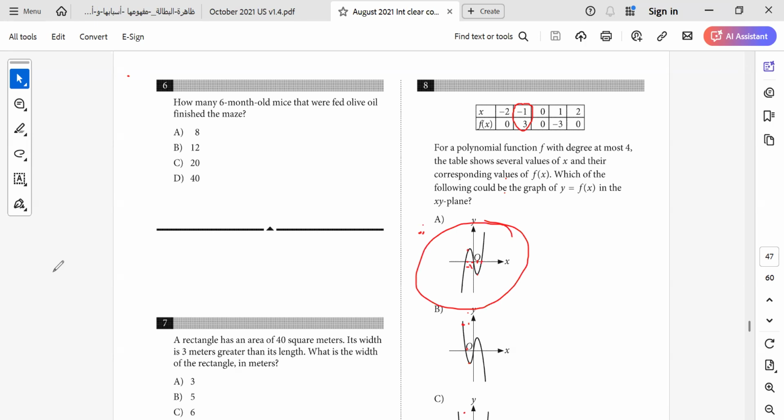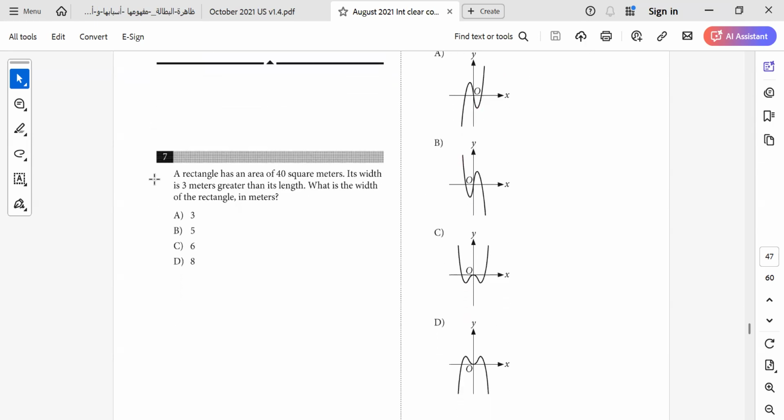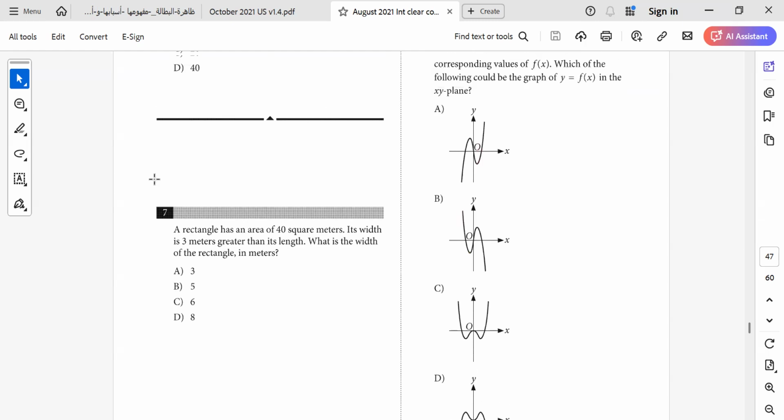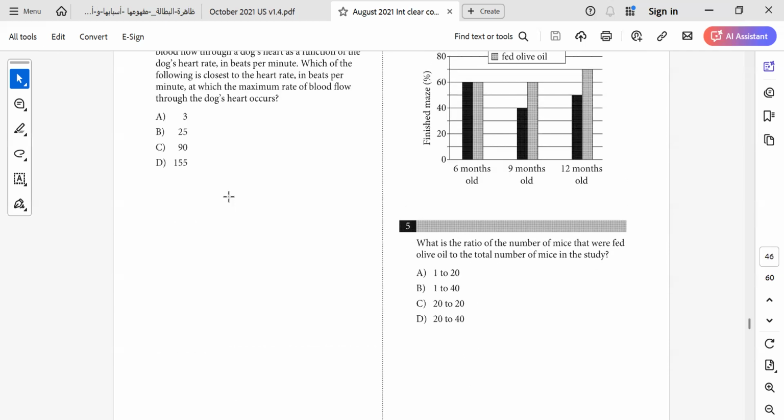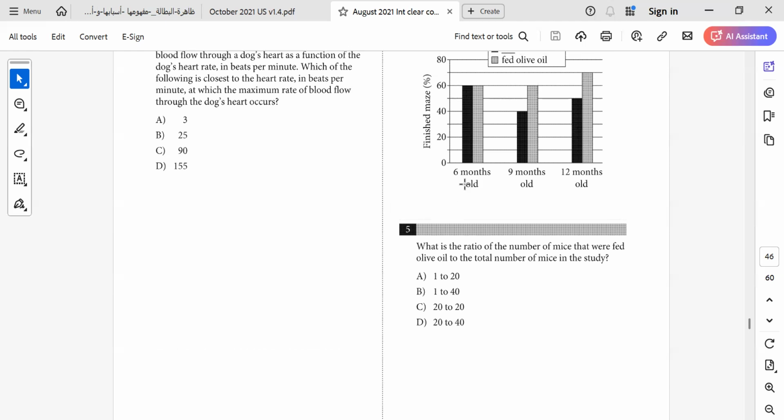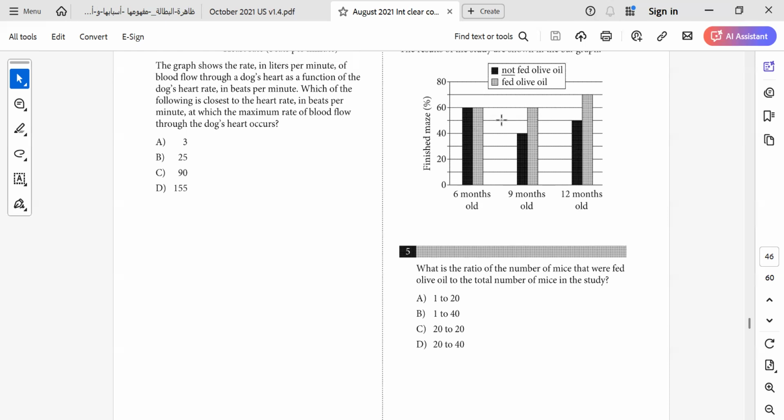The first 10 questions. Mister, can you solve 6 and 7, please? Okay, sure. It's asking how many 6-month-old mice that were fed with oil finished the maze. So it depends on something else from a previous question. Mister, I solved 7 but I don't know why my answer is right. Okay.